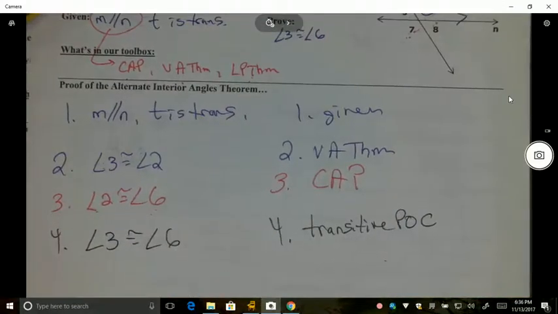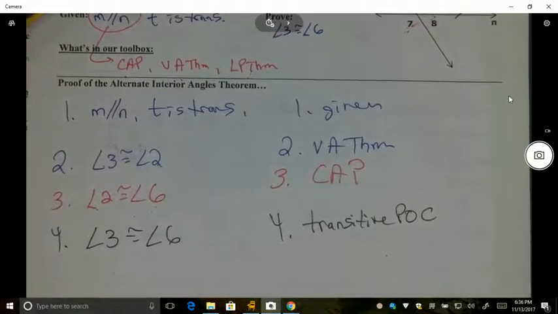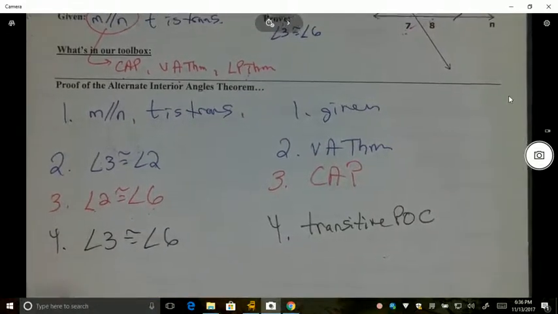This would not be substitution. You can only do substitution if you ended up writing that these were equal by definition of congruent, but that's going to add 3 more steps to your proof, or at least 2 more steps to your proof.